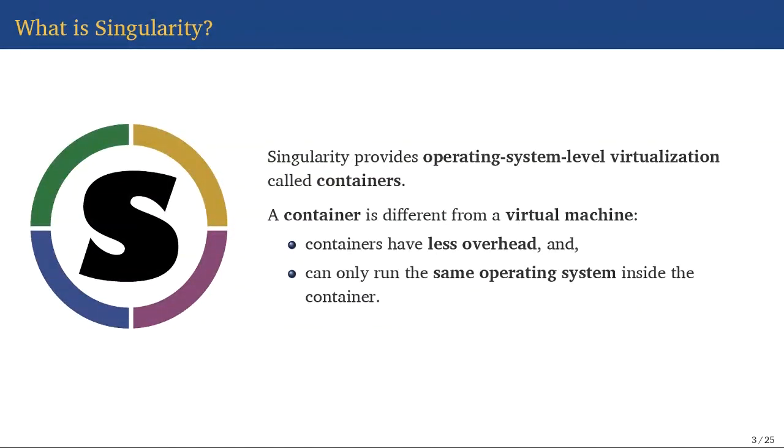So Singularity is similar to a virtual machine, but it's not quite a virtual machine. It has less overhead, and it can only run the same operating system inside the container. Our clusters run Linux. That means all the Singularity containers used on our systems have to run Linux. It doesn't matter which distribution you run, but it needs to run Linux.